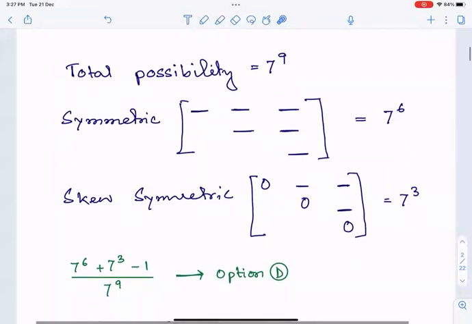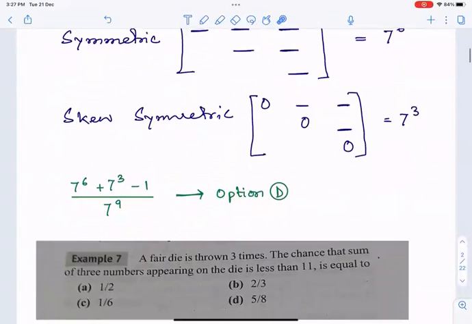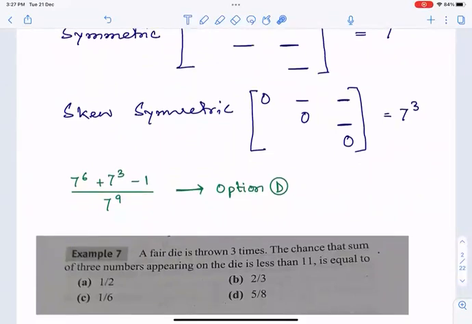So we are moving towards the next problem. The next problem asks us: a fair die is thrown three times. The chance that the sum of the 3 numbers appearing on the die is less than 11. So we have rolled a fair die 3 times. A fair die means it has equal probability for the appearance of all of its 6 faces. If we roll such a die 3 times, we need to find the probability that the sum of the face values appearing is strictly less than 11.